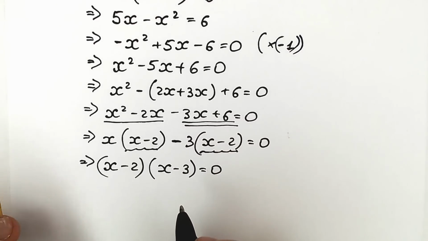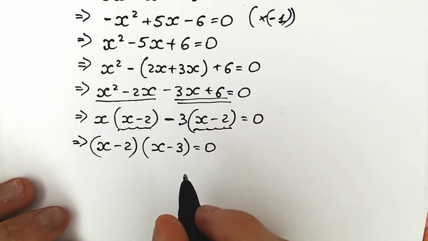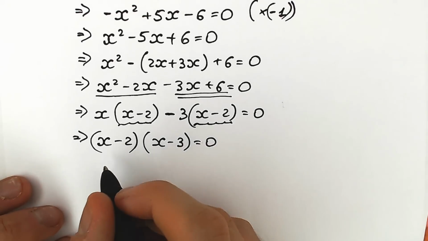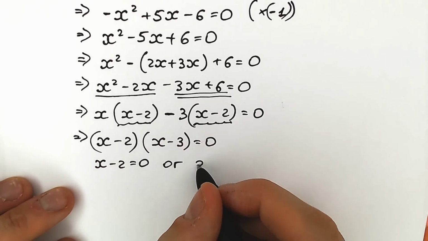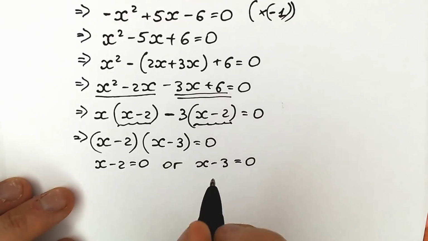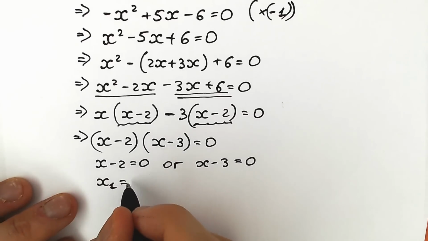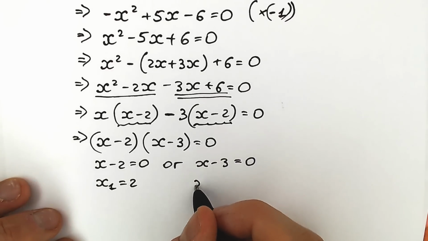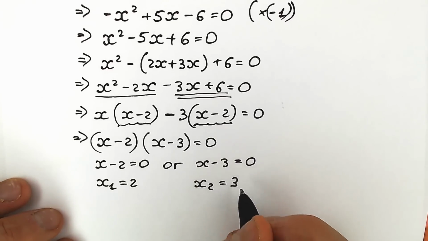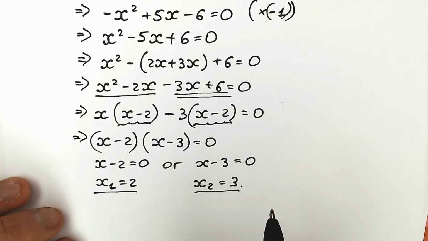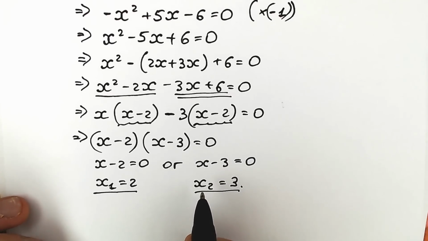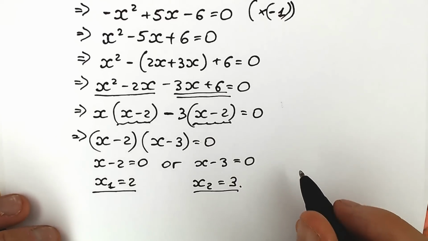So right now we're going to consider it as two solutions right here. So x minus 2 is equal to 0, or x minus 3 is equal to 0. From here, x first is equal to 2, and from here we have x second is equal to 3. So we have two x's. The first one, x first equal to 2, and the second one, x second equal to 3. But let's write our really important equation.